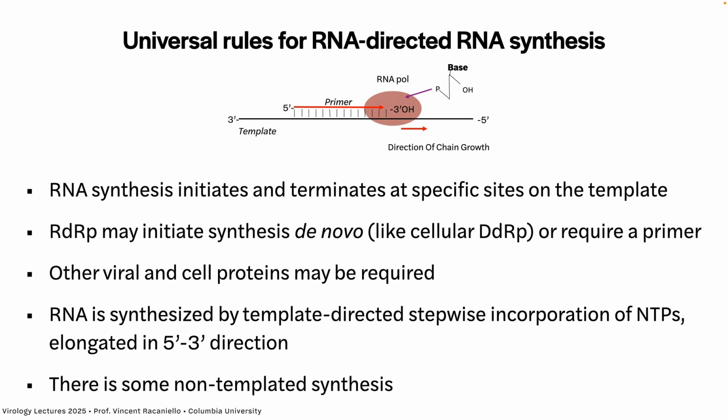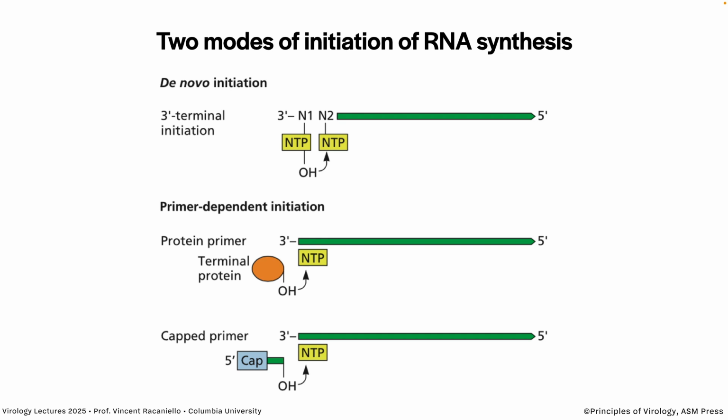The template is read in a 3 to 5 prime direction. The product is added in a 5 to 3 prime direction. Okay, so synthesis is 5 to 3 prime. The template is read in a 3 to 5 prime direction. And not all RNA synthesis is templated. Sometimes there's non-templated RNA synthesis. We'll see some examples of that. All right, now, initiation of RNA synthesis. Again, you can have de novo initiation, which means you don't need a primer. That's shown at the top. So here's an RNA that has to be copied, and the polymerase can simply add bases to the 3' end. Right, it would add this one and the next one and so forth.